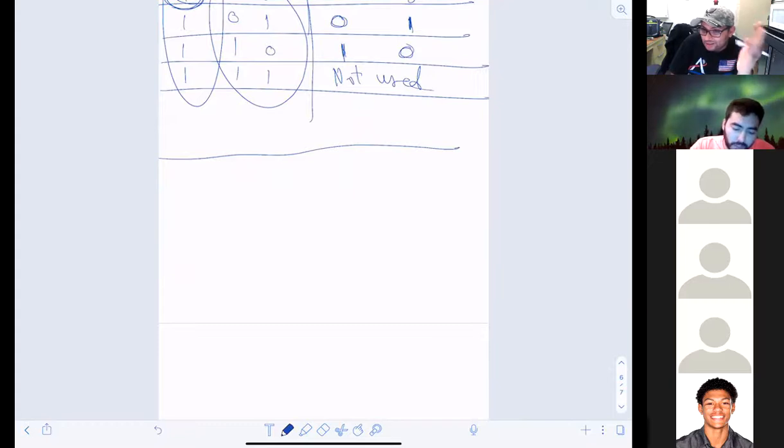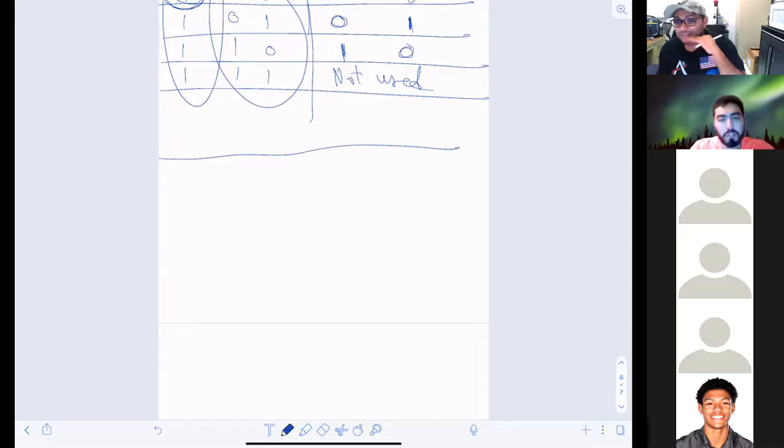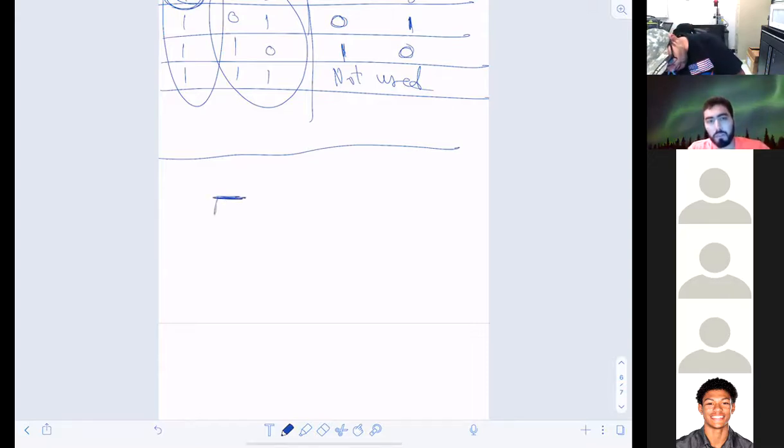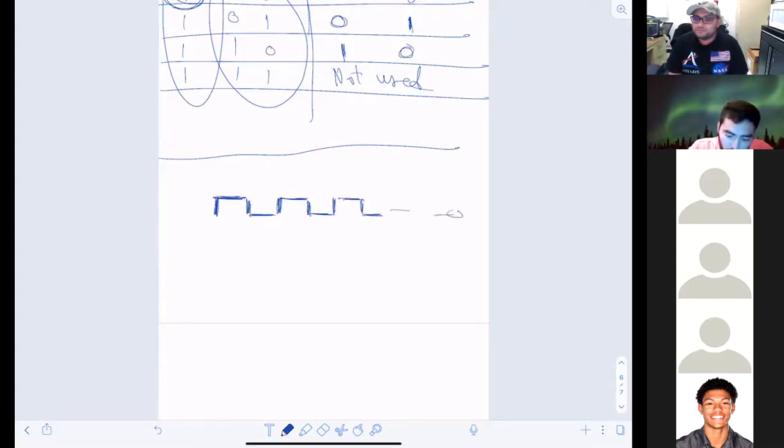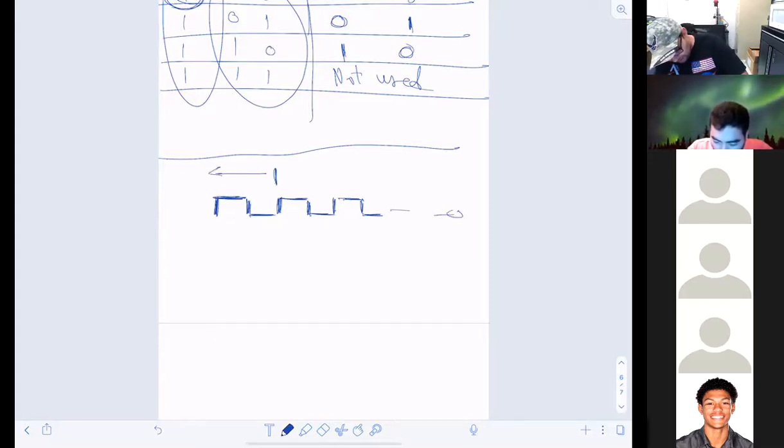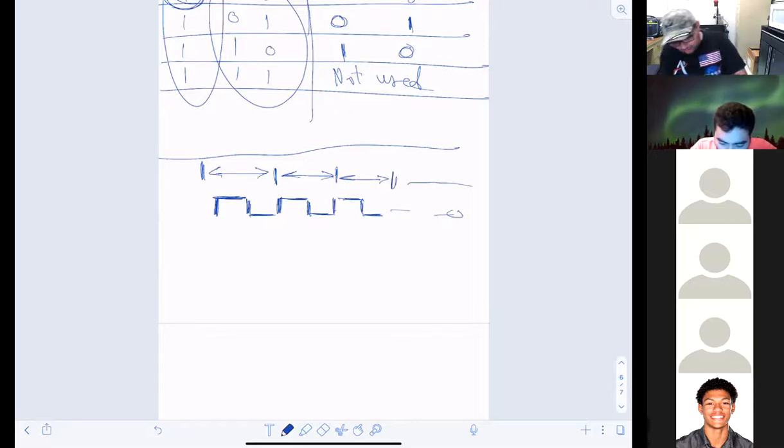But in the beginning of the lecture, I told you what the clock looks like, right? But I'm gonna tell you something about the clock. So the clock was like this. It's on, off, on, off, and you're moving like this forever. That makes sense? Here is equal here, is equal here, like that. That's called T, right?